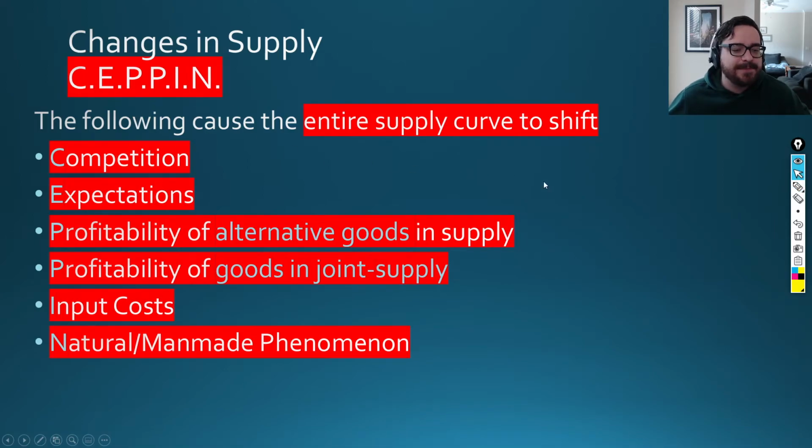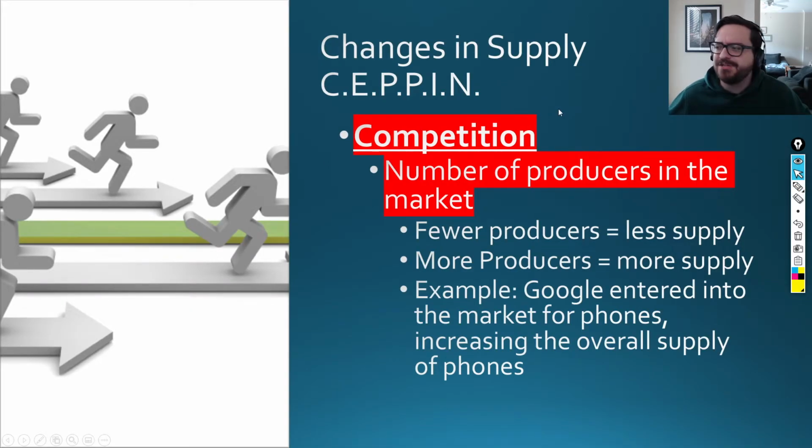Okay, so SEPN. Competition, easy. This is just like population was in demand. Competition is the number of producers in the market. Fewer producers, less supply. More producers, more supply. Whenever new companies enter into a market for the first time, they are increasing the overall desire to produce and sell the good. When Google started making phones, there was an overall increase in supply of phones, right?